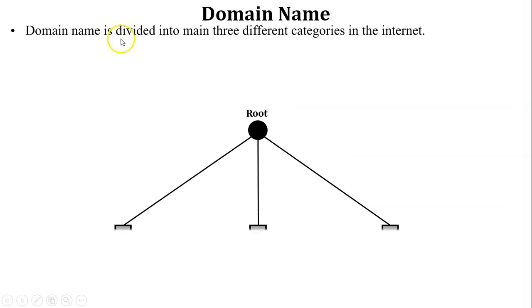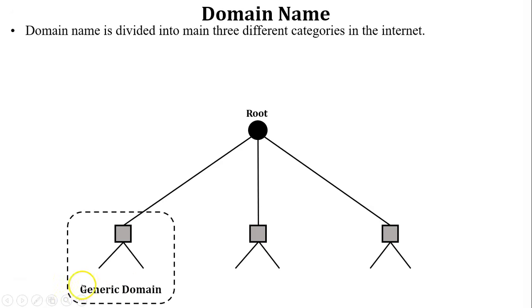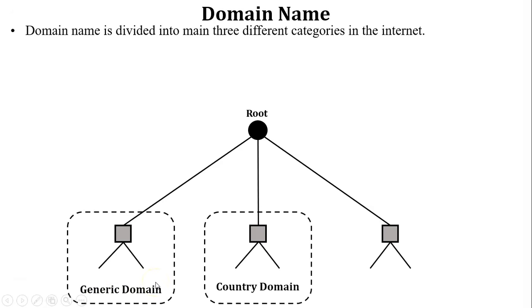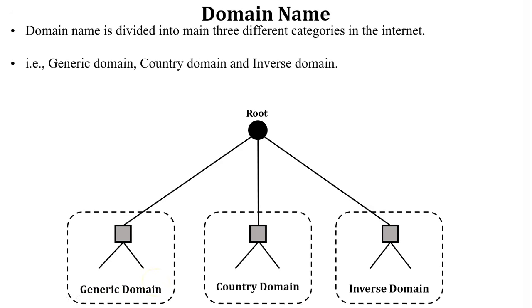Next, domain names are divided into three main categories in the internet. Now see this diagram. The first is generic domain, the second is country domain, and the third is inverse domain. These three are the main domains of the DNS in the internet. All the domains and subdomains in the internet are connected with one of these domains.